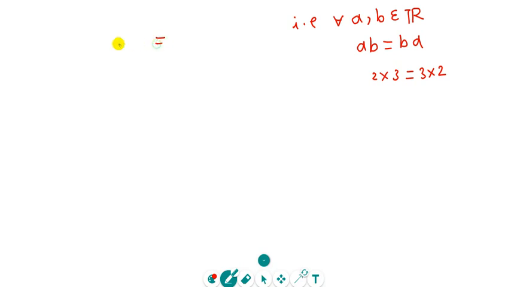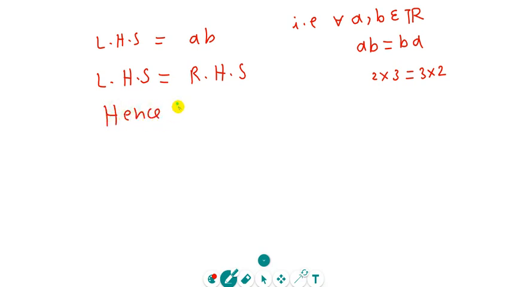So the left hand side is equal to ab. In this way we can say that the left hand side is equal to the right hand side, because after solving we get the right hand side value ab. Hence proved. Minus a into minus b is equal to ab. Thanks for watching and listening.